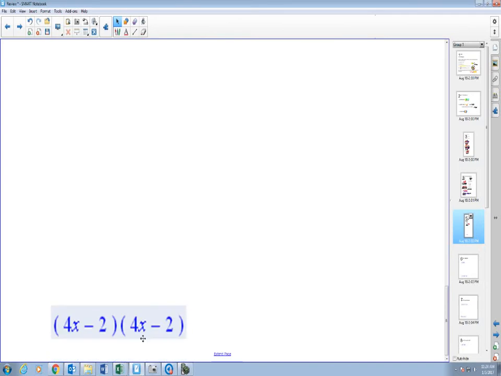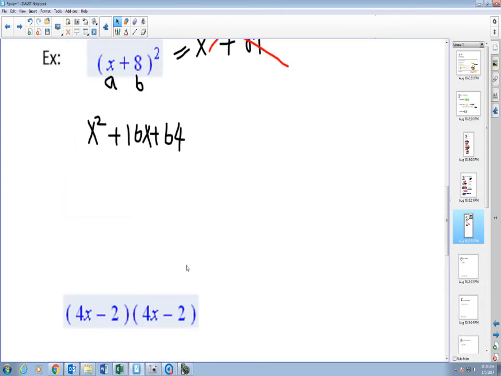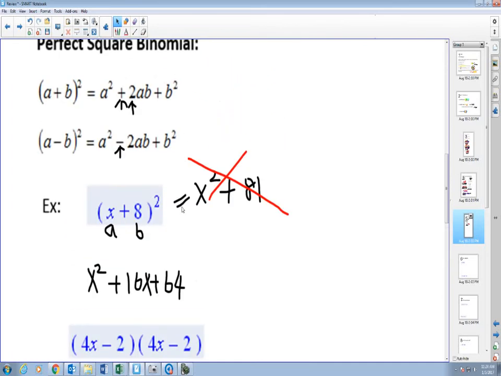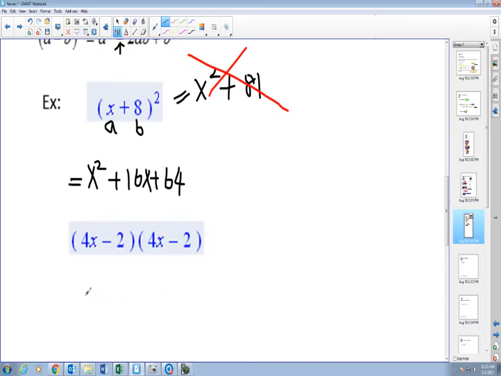So rather than perform the FOIL method, I always recommend students learn the shortcuts. It will be a tremendous help. It cuts down a lot of work for you. Alright, 4x minus 2 times 4x minus 2. These two factors have the same first term, same second term, and the signs are the same. So this is basically the same thing as 4x minus 2 whole thing squared.